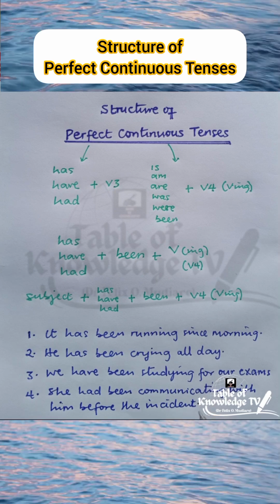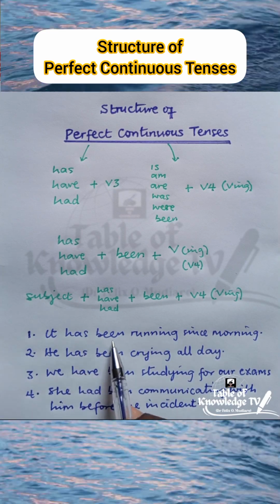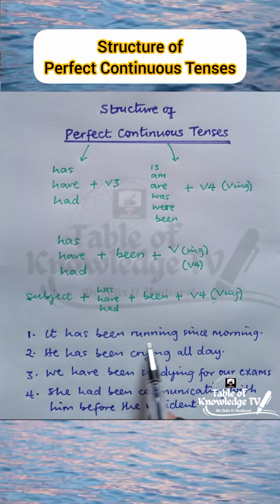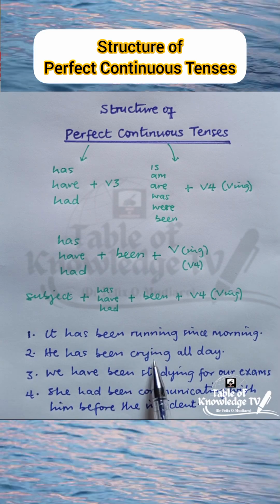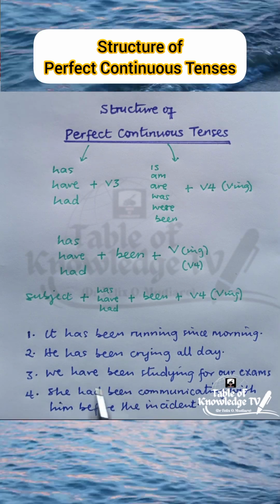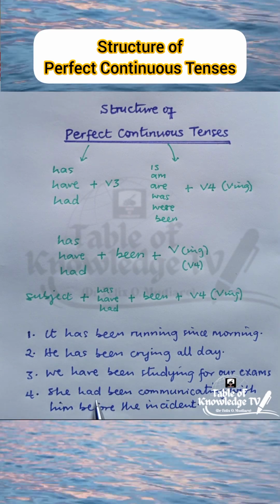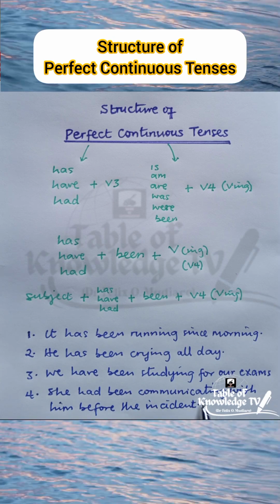What do you notice? We have has plus been plus a verb 4. Has been running, present perfect continuous. Has been crying, present perfect continuous. Have been studying, present perfect continuous. Had been communicating, past perfect continuous.